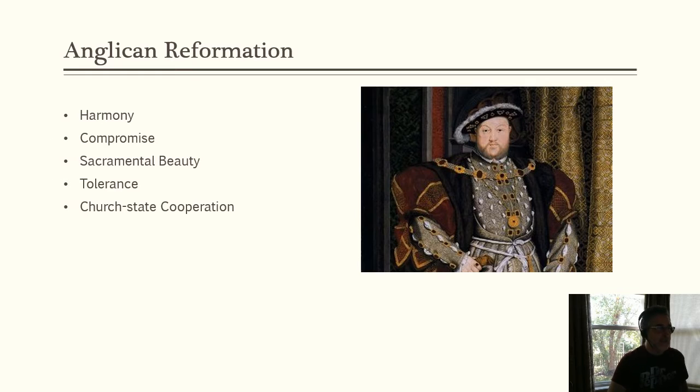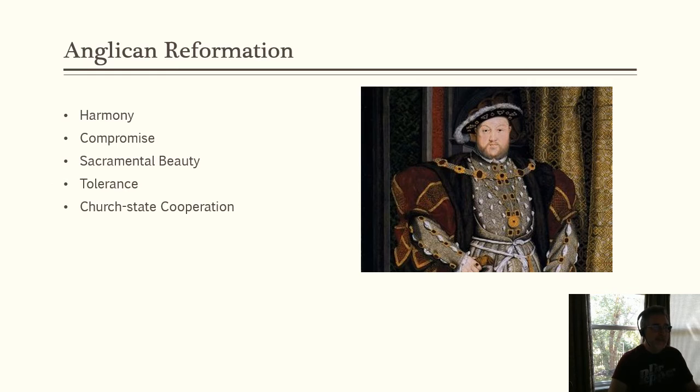Okay, so the next branch here is the Anglican Reformation, and the first element of distinction for the Anglican Reformation is this idea of harmony. They wanted to harmonize and reconcile opposites, and in doing so transcend any kind of conflict. We're talking doctrinally, and they also wanted political harmony. They wanted to bring disparate things together and hold it all together by trying to find a harmony.